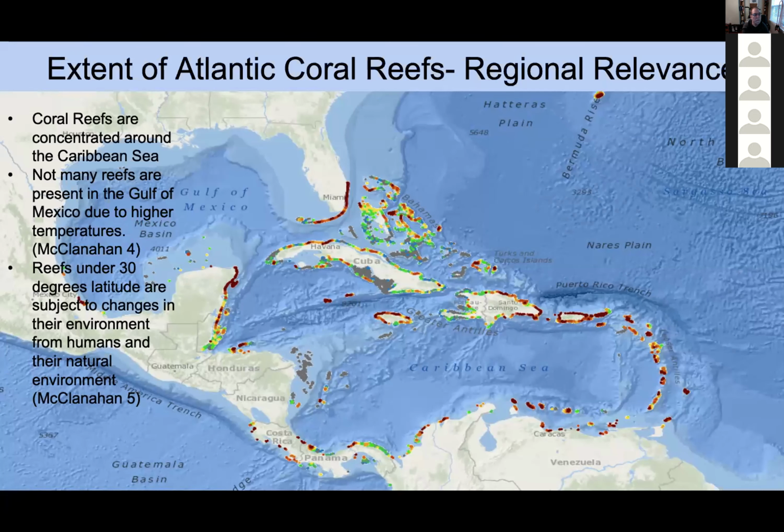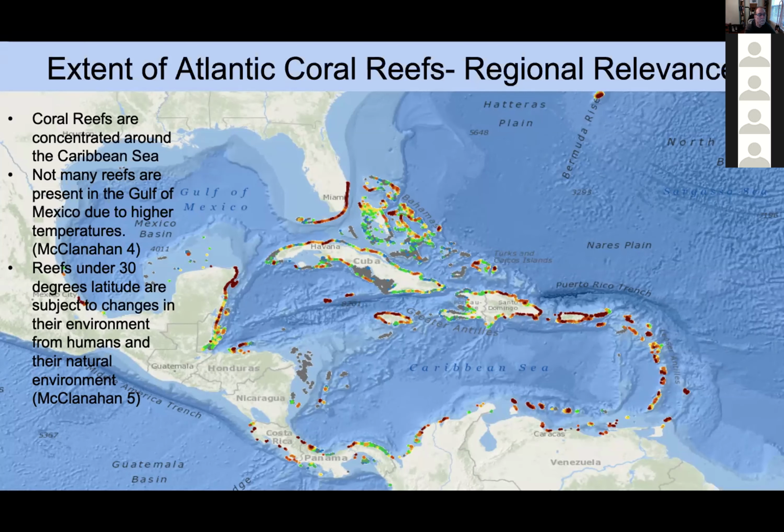Okay, so I will be talking about the regional relevance of this issue. As you can see by this map here, it shows the coral reefs that are present around the area, and it's mostly concentrated around the Caribbean Sea. There are not many reefs present in the Gulf of Mexico, and this is due to the increased temperature when compared to the overall Atlantic Ocean. That's why you don't see many reefs there.